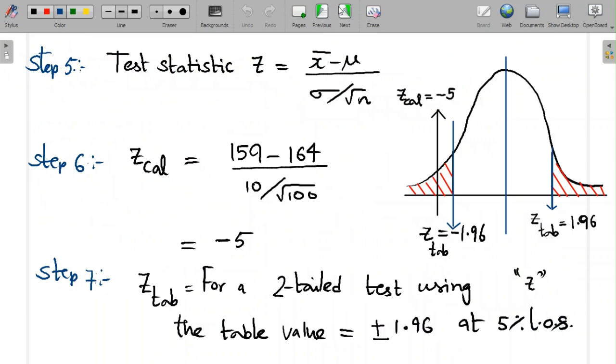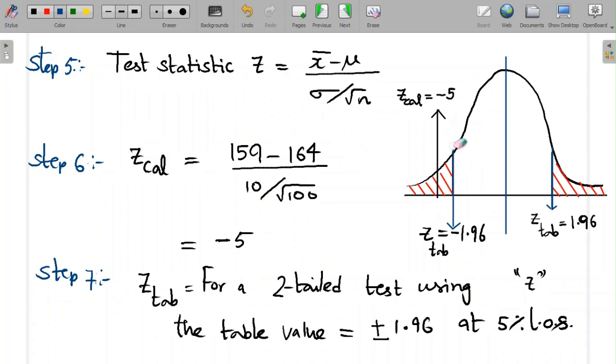Based on this, we have our test statistic defined as Z equals X bar minus mu divided by sigma upon root n, where X bar is the sample's average, mu is the population's average, sigma is the population standard deviation, and n is the sample size. Substituting the numbers into the formula, we see that the calculated value is -5.